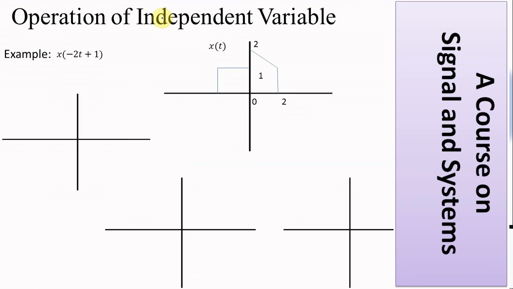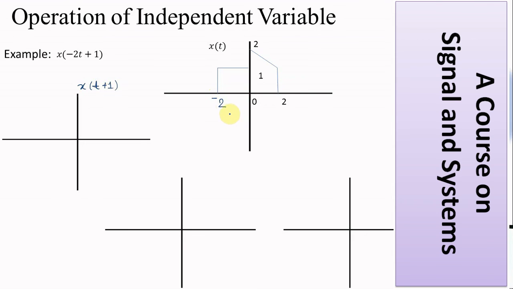Just for an illustration, we'll take the signal x(t). I want to plot x of -2t plus 1. So the first operation is shifting. I will neglect everything else and just write x of t plus 1. Suppose for our convenience I take it as -2.